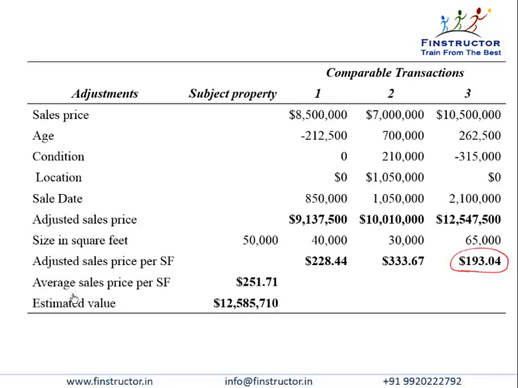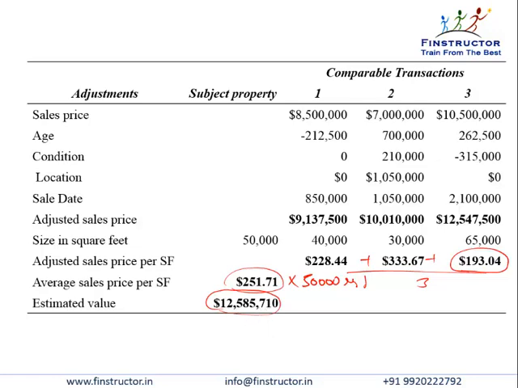Next step is very easy. Take the average sales price for all these properties. So the three comparables gave us three comparable sales prices, and we take the average and multiply the average with the square footage of our subject property, which is given to be 50,000 square feet, to derive the estimated value based on the sales comparison method, which comes out to be $12.6 million.